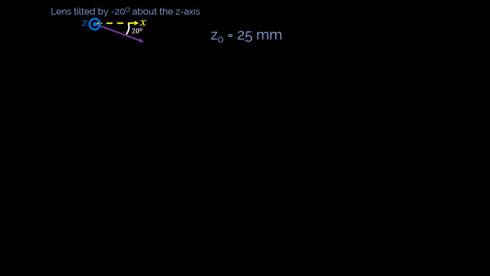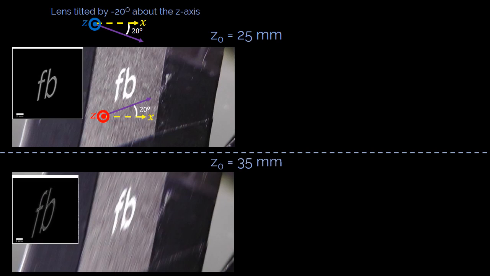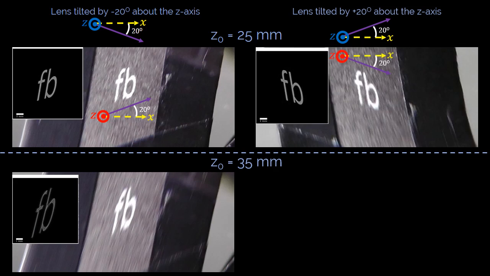For a lens tilted by negative 20 degrees about the z-axis, the resulting image instead becomes tilted by positive 20 degrees as shown. As we move the input farther away, the image stretches while maintaining its orientation. We observe the same behavior for a lens rotated by positive 20 degrees. The image is tilted by negative 20 degrees and gets stretched at a farther input distance.